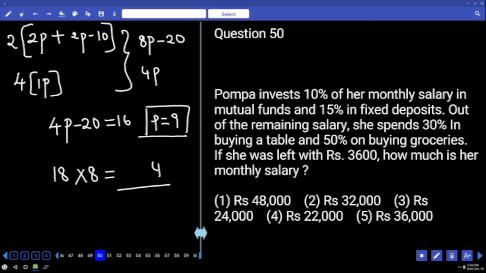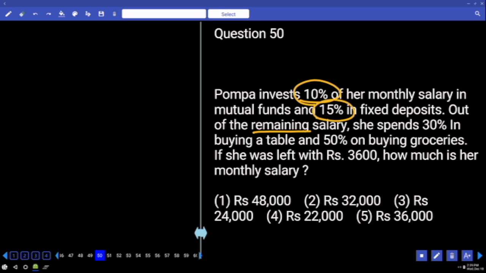Pomba invests 10% of her monthly salary in mutual fund and 15% in fixed deposits. Out of the remaining, as I see the word remaining, I want to go back and count what percentages are mentioned so far. 10% and 15%, both together 25%. Remaining: can I write 75% as 3/4? 3/4 of remaining. This is one.